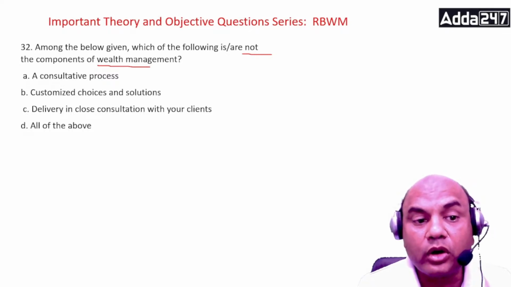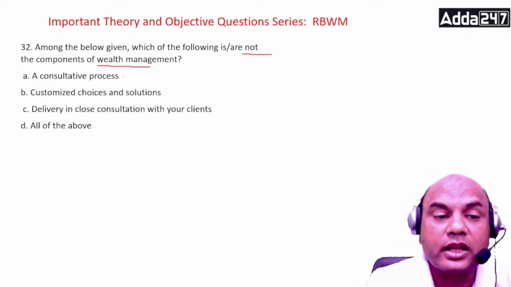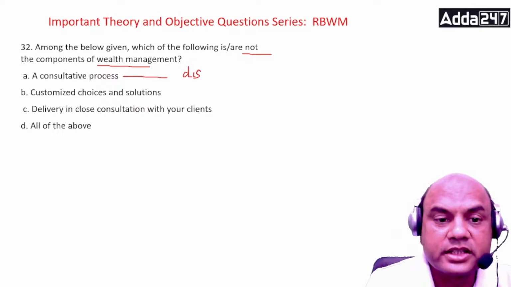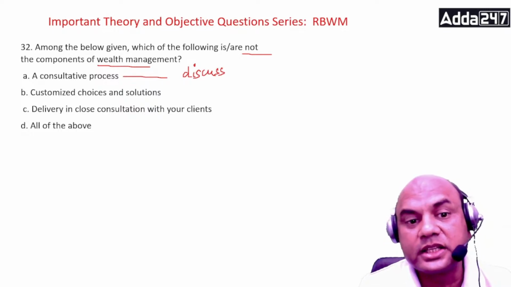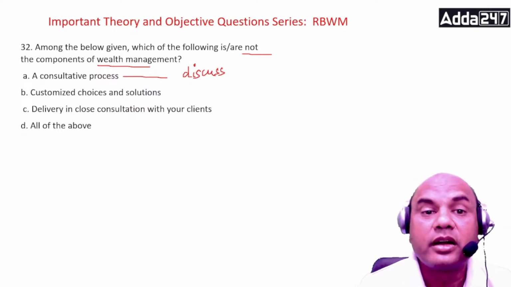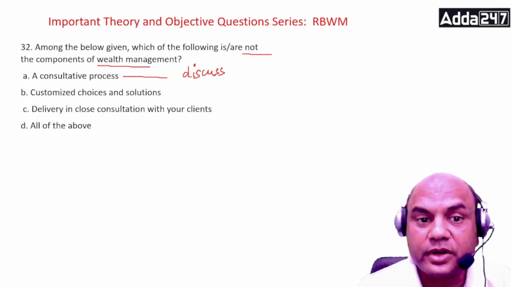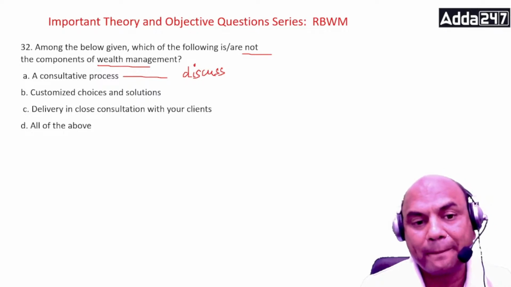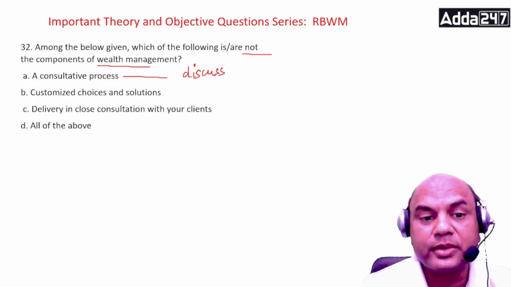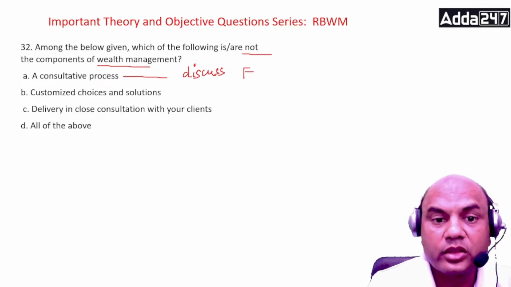So which of them are not the components of wealth management? Not. See here, consultative means what? You speak to the client, discuss with your client. If you are selling some product, an insurance product to the customer, discuss whether that customer really requires that product. If you are selling a mutual fund, discuss whether that is required. Selling a housing loan, discuss with that customer. That is known as consultation. So is it not a component of wealth management? This is false. It is a component. Okay, we want not a component.